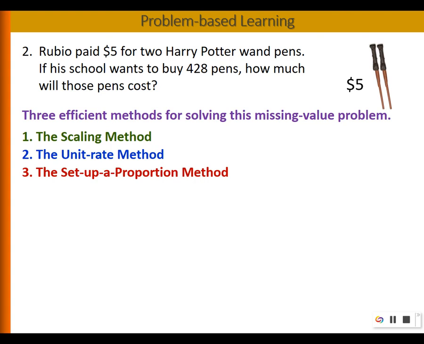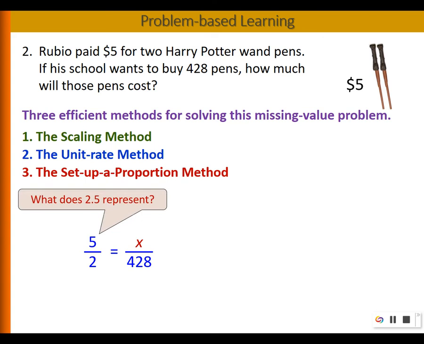The third way is to set up a proportion. This is probably the most common way taught in school. So we were taught how to set up the proportion. Since we know $5 is related to 2 pens, I have 5/2, then x, the number of dollars, divided by 428, the number of pens. Now, if we use a proportion, we must ask, what does each ratio in the proportion represent and why should the 2 ratios be equal to one another?